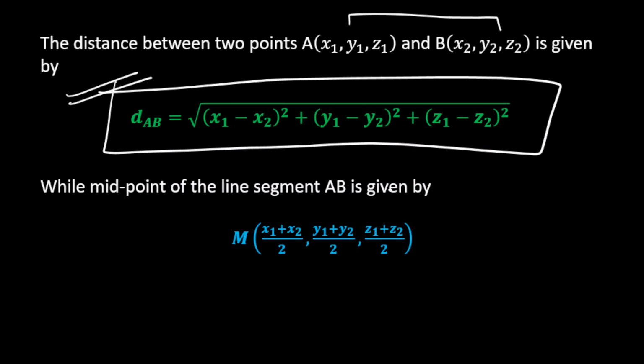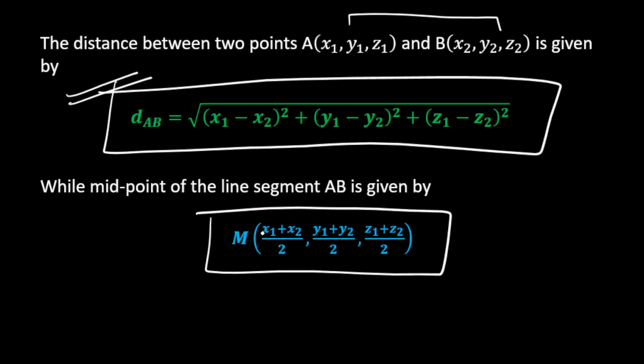Also, the midpoint of the line segment is given by the formula ((x1 plus x2) by 2, (y1 plus y2) by 2, and (z1 plus z2) by 2). So we can find the coordinates of the midpoint of these 2 points. So the coordinates of point A are x1, y1, z1 and the coordinates of point B are x2, y2, z2.